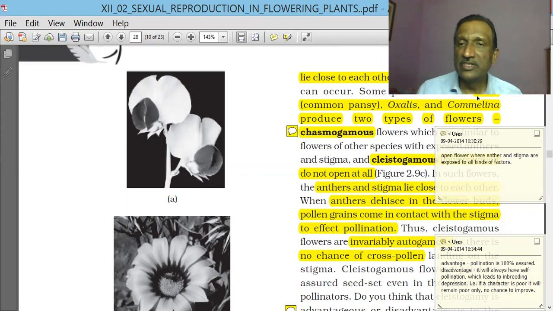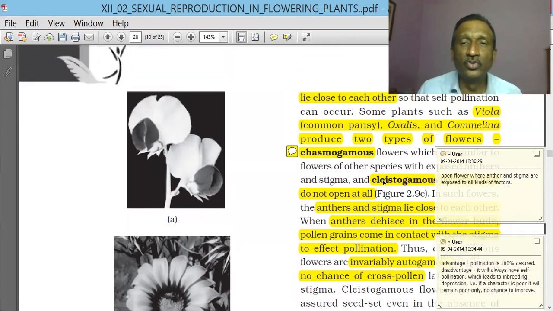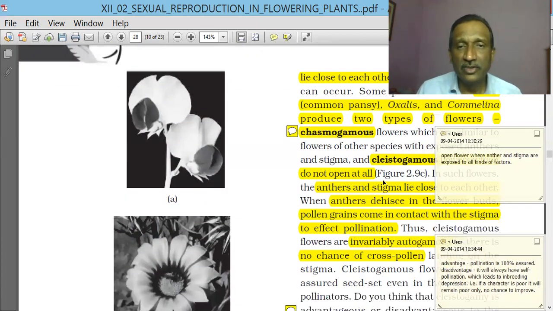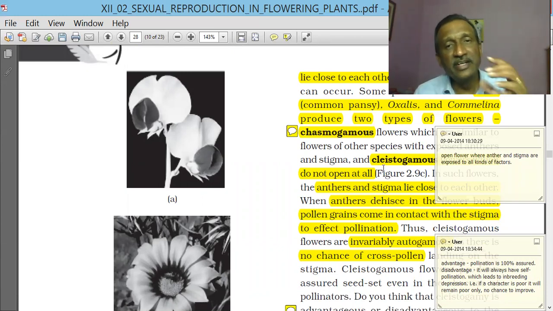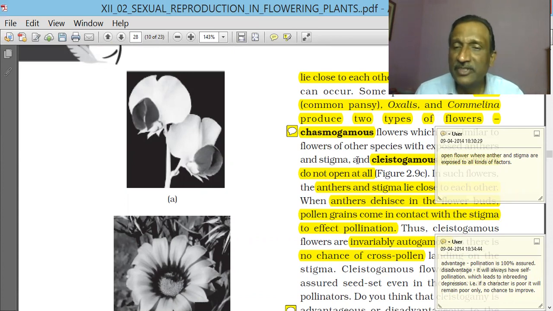Now, there are some species like Viola, Oxalis, and Commelina. These are plants which produce two types of flower, that is the chasmogamous flower and the cleistogamous flower. Chasmogamous flowers are open, exposed to all types of agents, biotic and abiotic, but cleistogamous flowers are closed and no outside agent can go in. So cleistogamous flowers will definitely undergo fertilization, but they will not show much variation, because the pollen and the stigma both of the same plant are there, producing the gametes, and the gametes are fusing there.